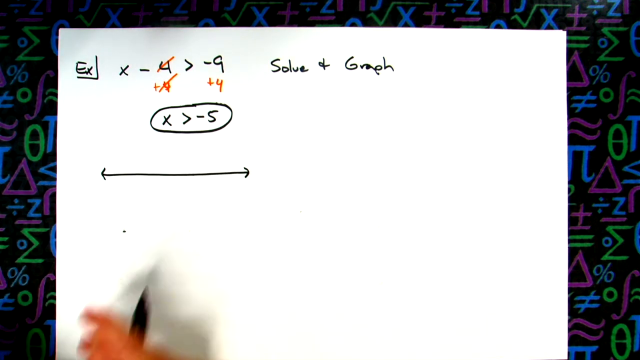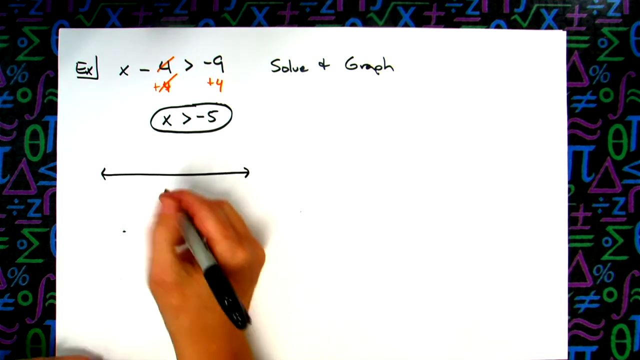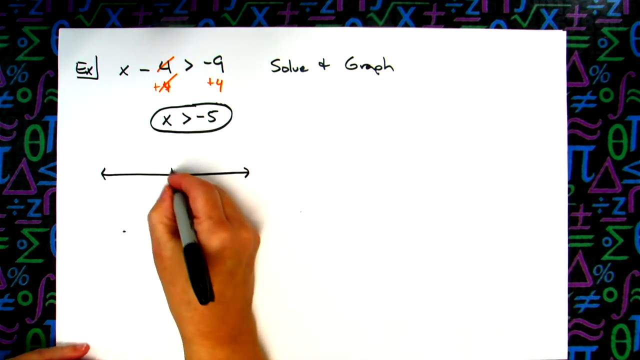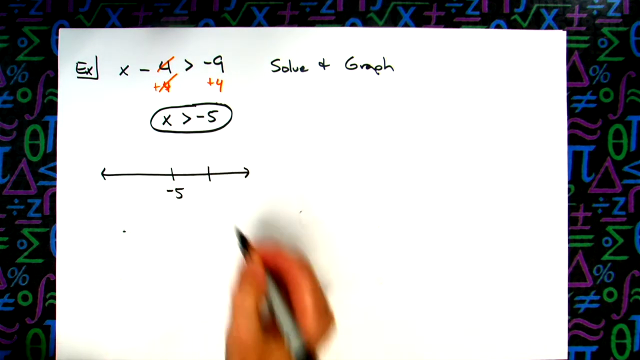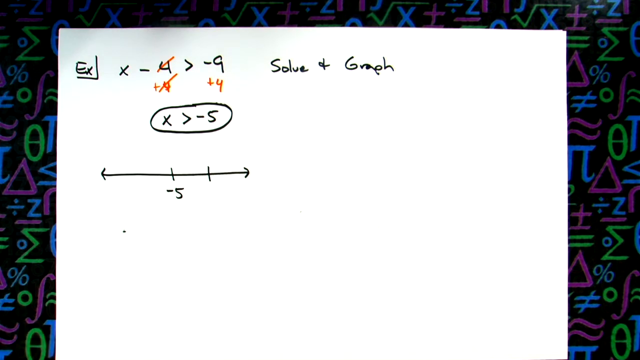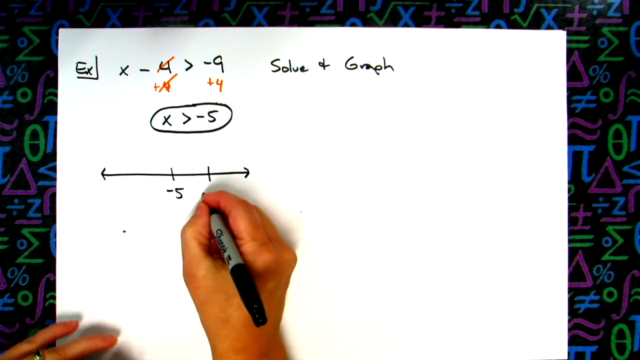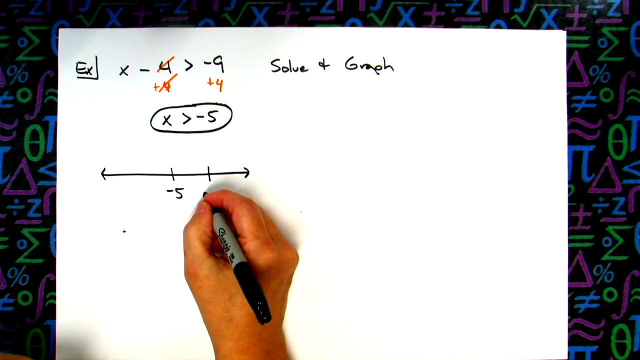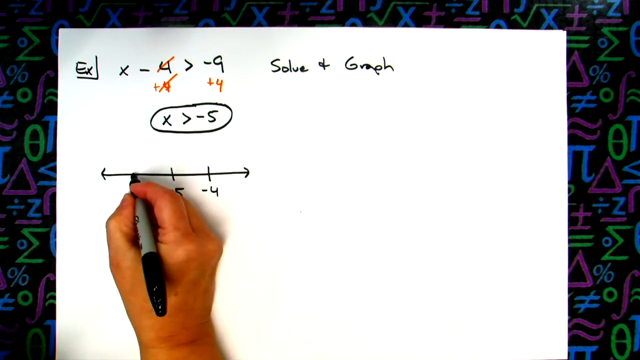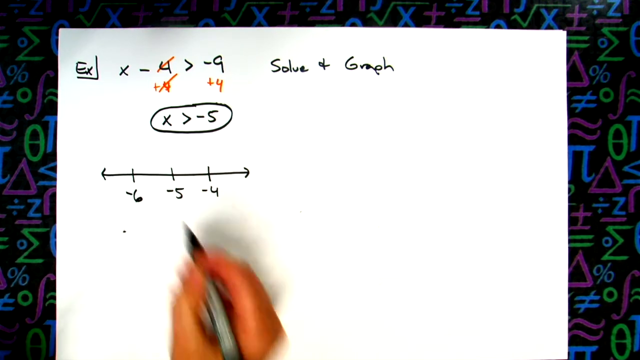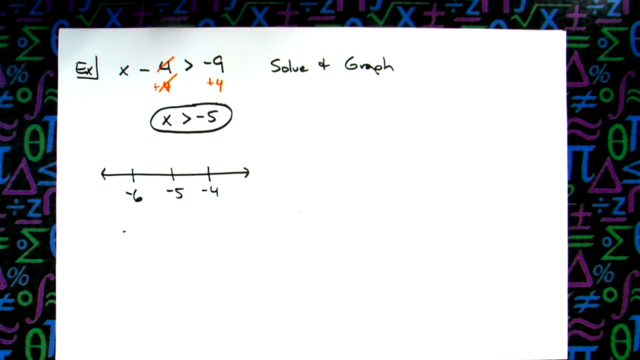What number goes in the middle? Noah, what number goes in the middle? -5. Number on the right. Chris, what number goes on the right of -5? A -4. And on the left, -6. Okay, what kind of dot? Braden, what kind of dot? Open or closed? Open.